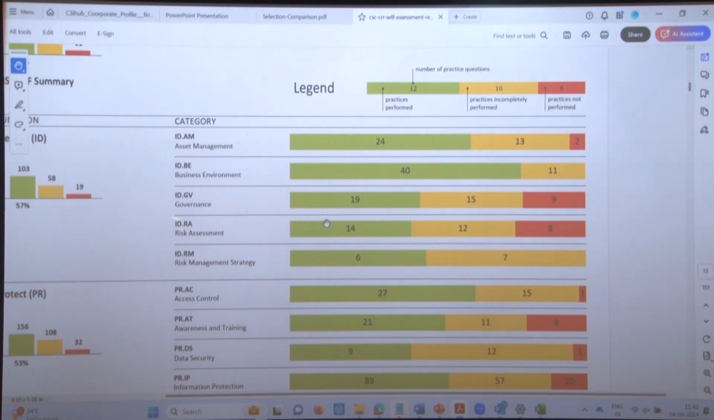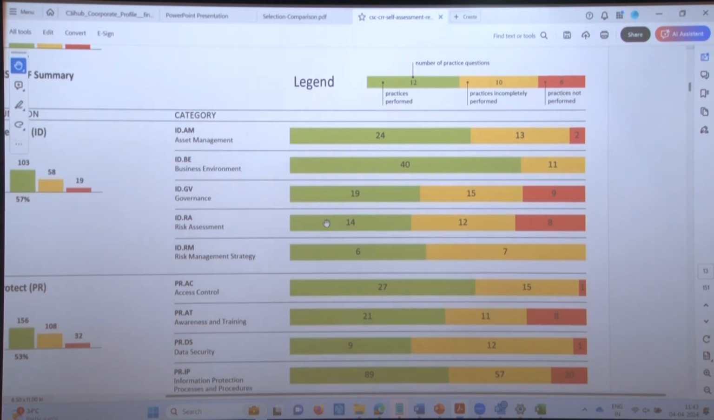In the previous version of NIST, governance was also part of identification, risk assessment is part of identification, and risk management strategy is another part of identification. So, here we are seeing how we are doing with respect to these subcategories of the identify function. Clearly we are not fully doing the identify function; we are 57% into it, whereas in protect we are at 53%.